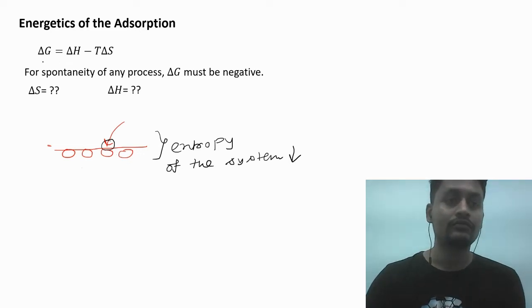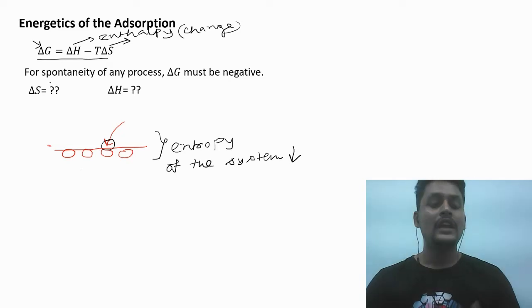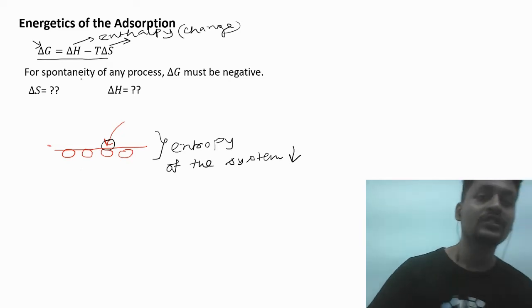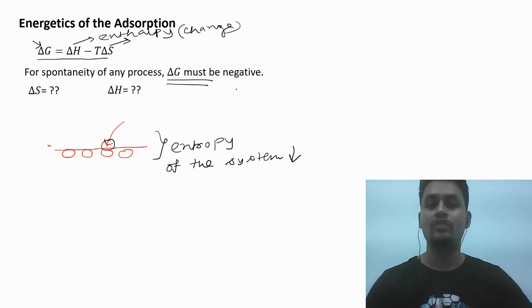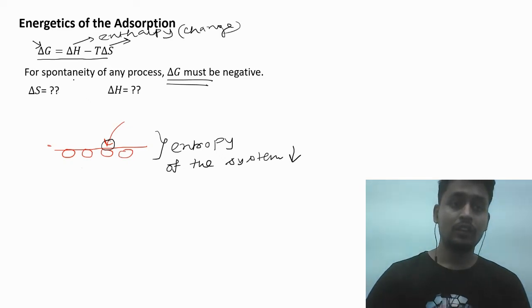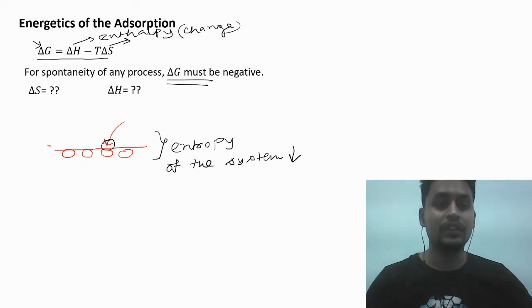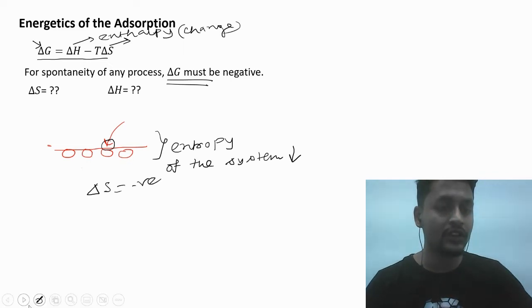We know for any process that delta G is equal to delta H minus T delta S, where delta H is the change in enthalpy, delta S is the change in entropy, and delta G is the change in free energy. If a process is actually happening, then delta G must be negative. This is the basic requirement of thermodynamics. Now we know that some adatoms are coming and sticking onto the surface, so obviously delta S will be negative, right?